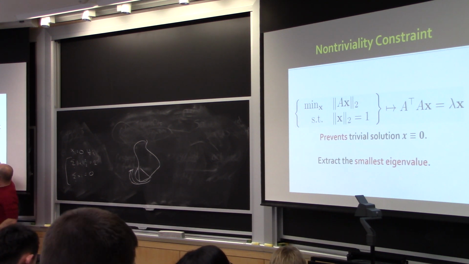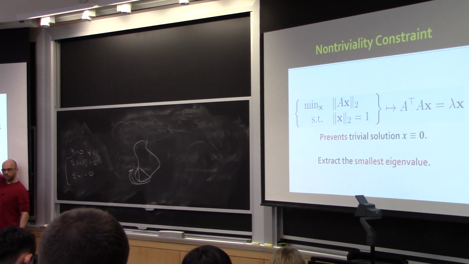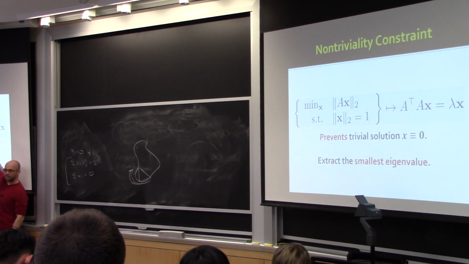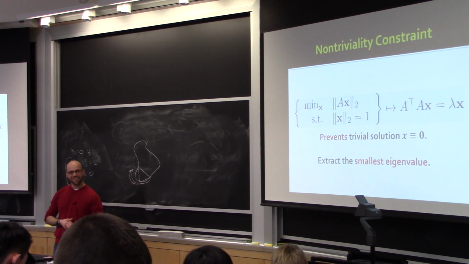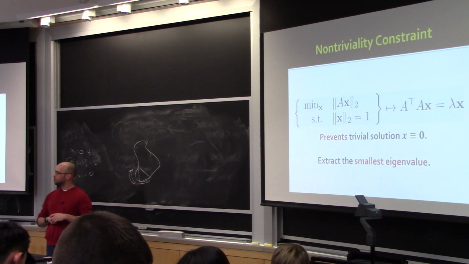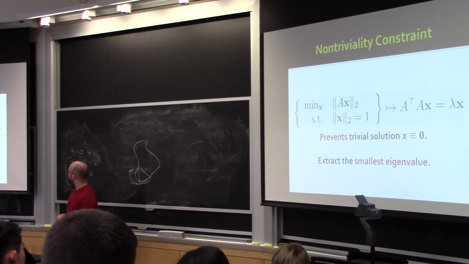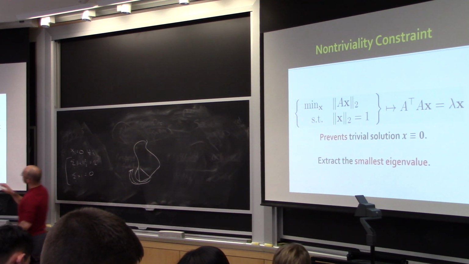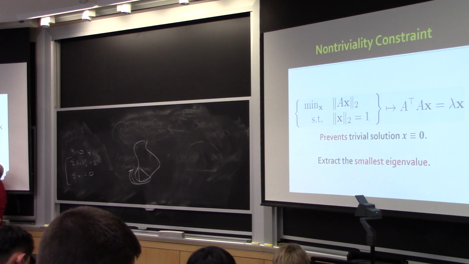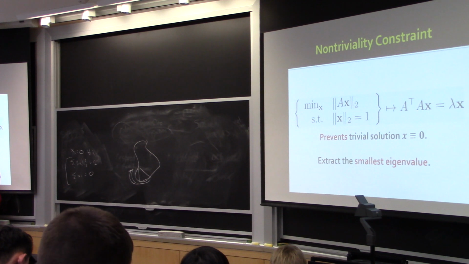Does anybody know where this A transpose A comes from? When you solve least squares, this shows up a lot. And that's because it shows up in a set of equations called the normal equations, right? A transpose A x equals A transpose b. And basically it shows up here for the same reason. Okay, right, so it turns out that if I want to solve this optimization problem, this is equivalent to computing the smallest eigenvalue of this matrix A transpose A.